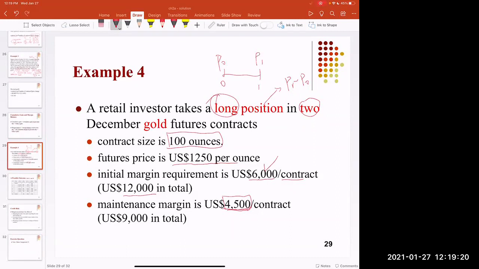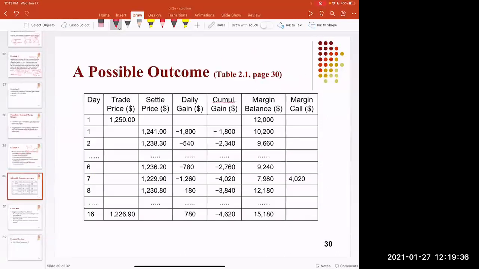So that's the information given. And the question would be, you need to complete the table to figure out the margin balance and the profits for each day. So this is the possible outcome. And this example is from the book, page 30.